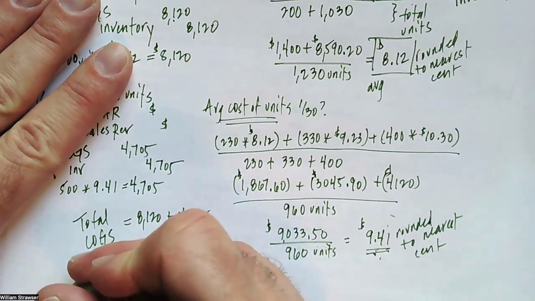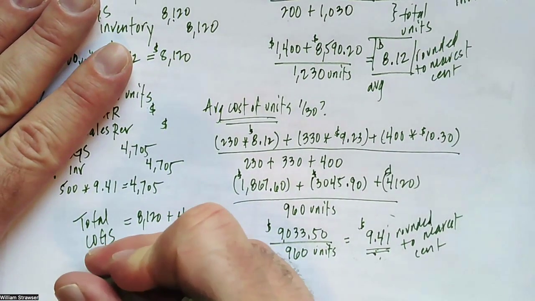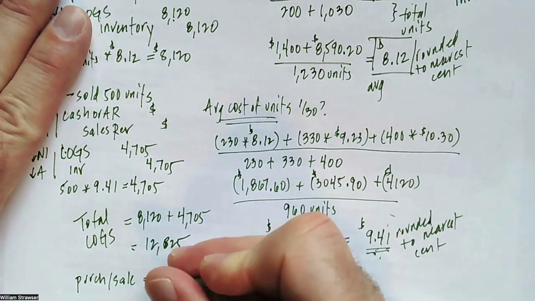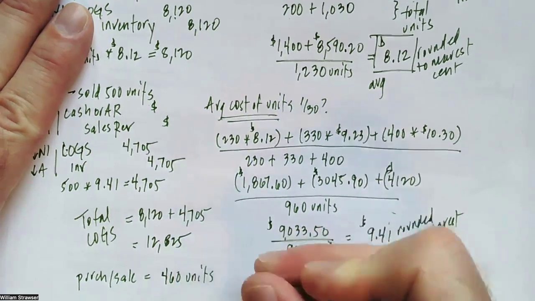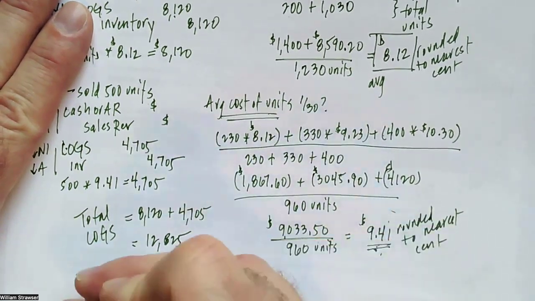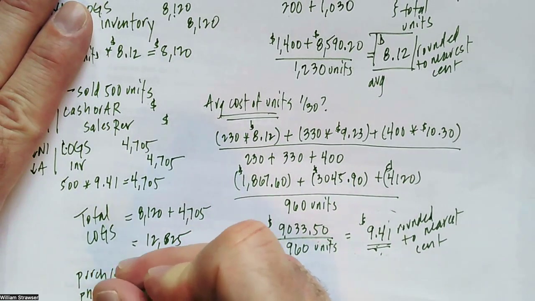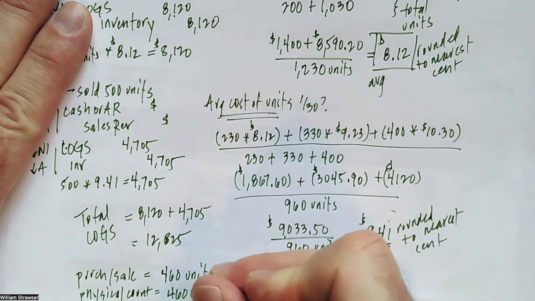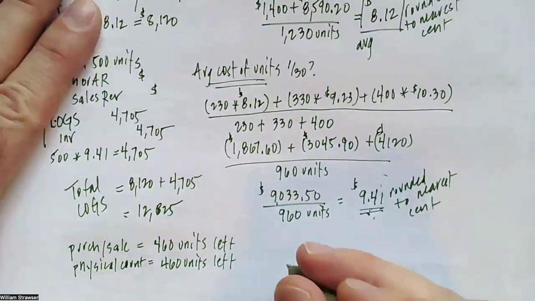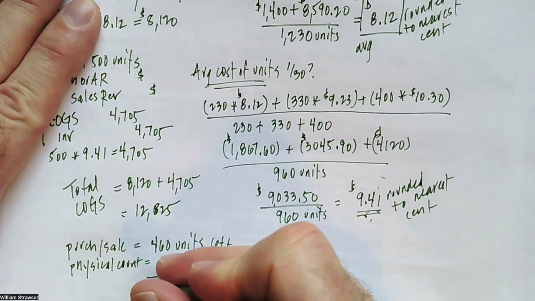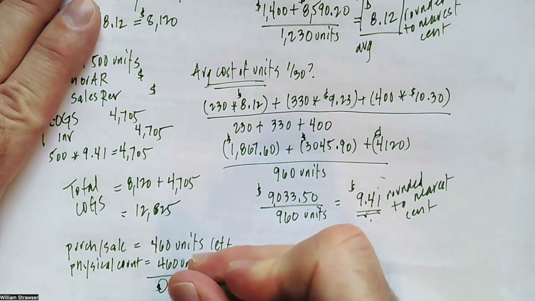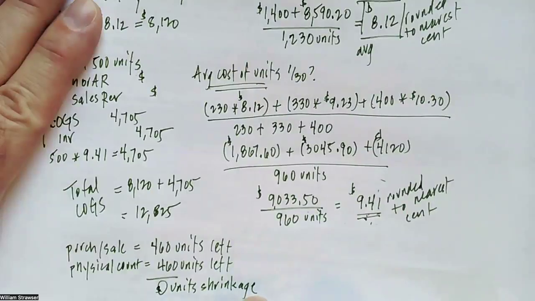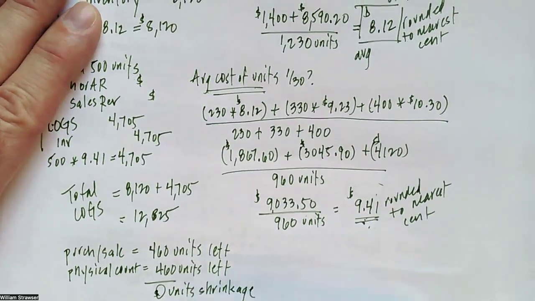So according to the purchase and sell logs, I should have 460 units left. According to the physical count, I should have, again, 460 units left. And this would mean that there is no shrinkage. So none of them were stolen, lost, ruined, anything like that. We don't have to worry about the shrinkage calculation.